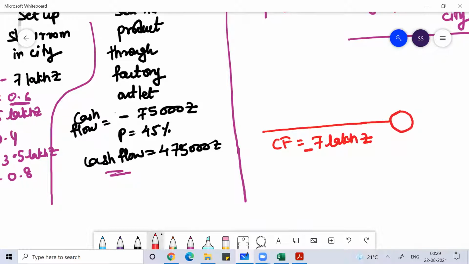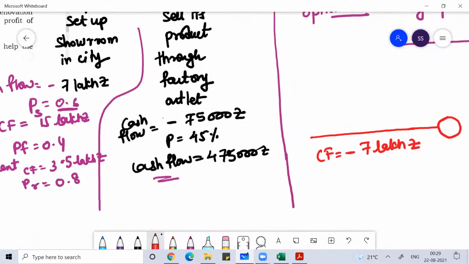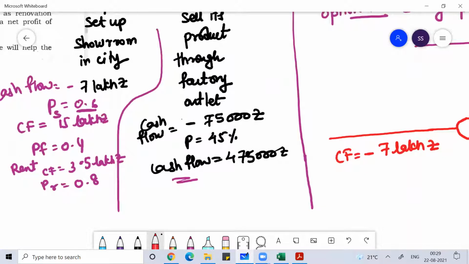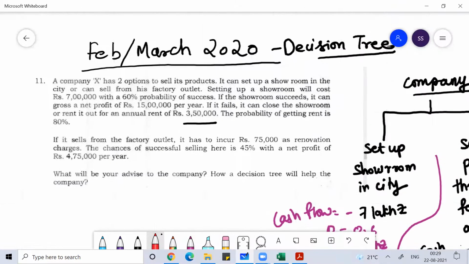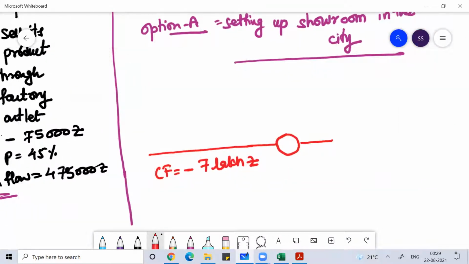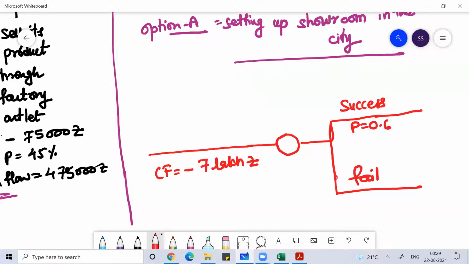That much cash outflow he needs to incur. Setting up a showroom in the city will cost 7 lakh rupees. There is a 60% probability of success. So two things can happen: either you get a success or you get a failure. So 60% is the probability of success, and then your failure probability will be 0.4.